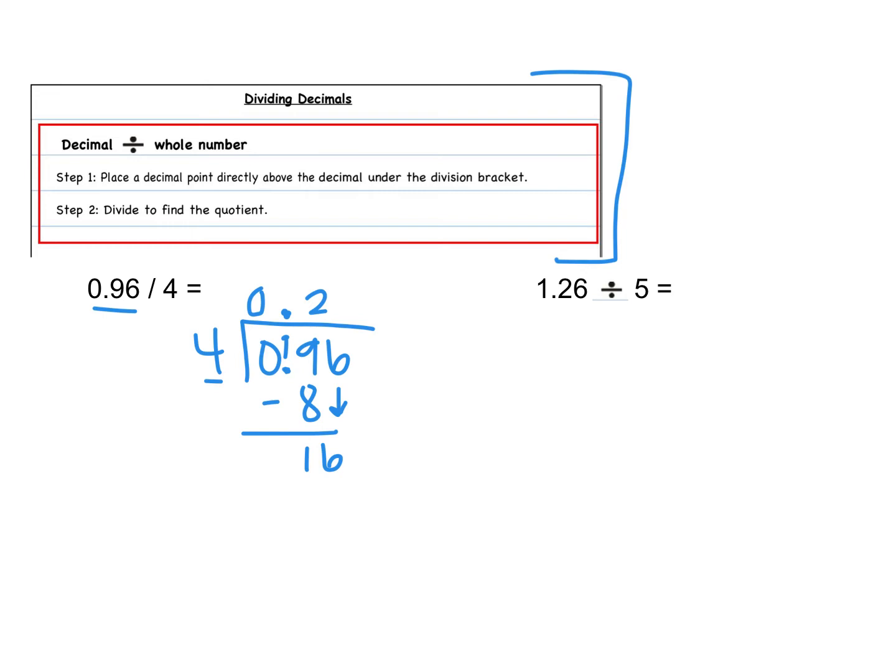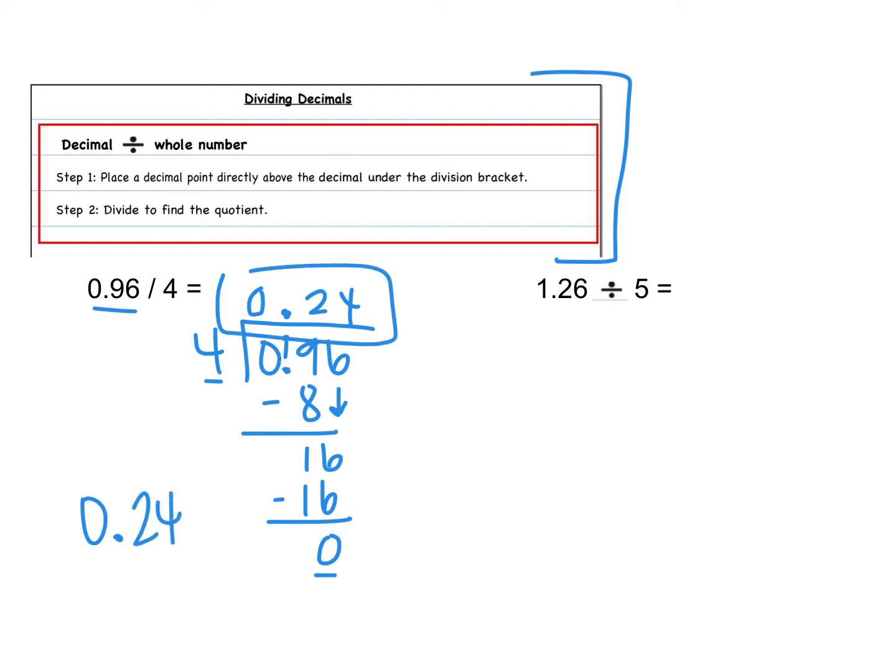So how many times does 4 go into 16 without going over? It goes in 4 times. Multiply 4 times 4, which is 16. Subtract 16 minus 16 is 0. Nothing else to bring down. We have 0 here, so our final answer would be what's on the top here, 24 hundredths. If you're feeling comfortable, pause and try this one on your own.